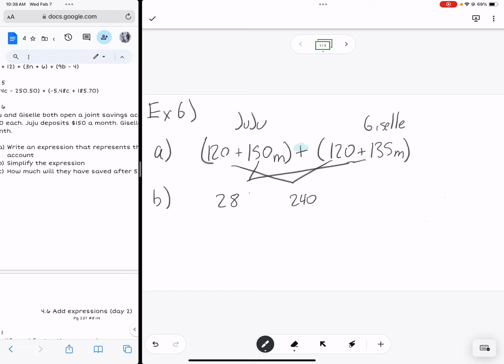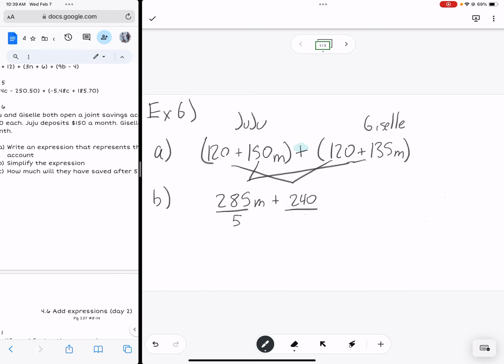285M. And we're missing something in the middle? Plus. Yep, we're adding because they're saving money. And then we've got to factor. What can we factor both by? Factor 5 times 57M equals 285M. No, you can do 80. Wait. Oh. You can't do 80.